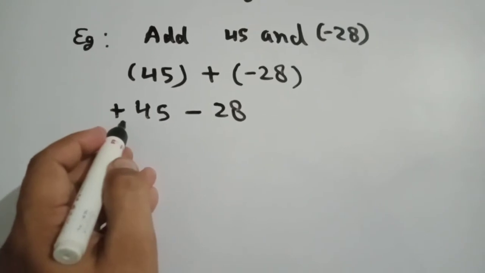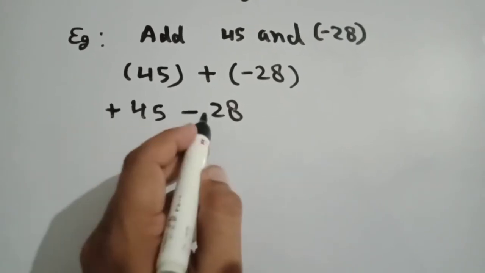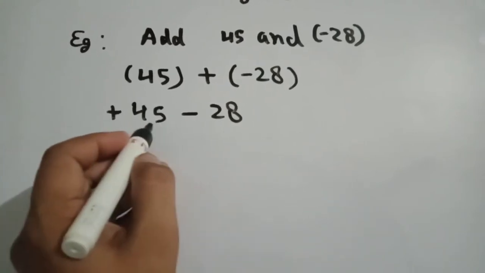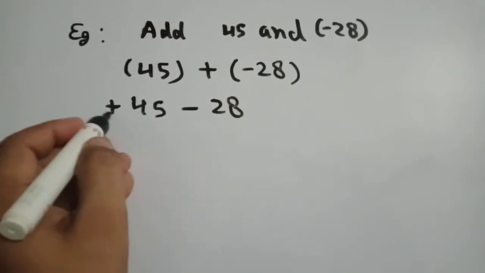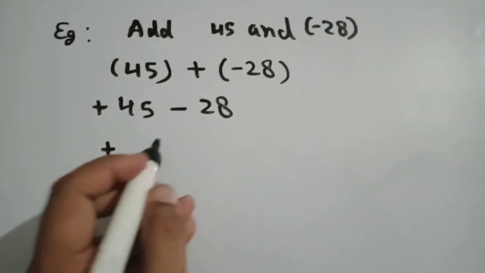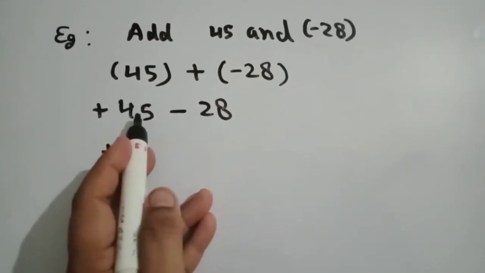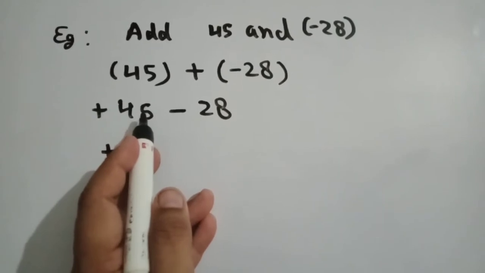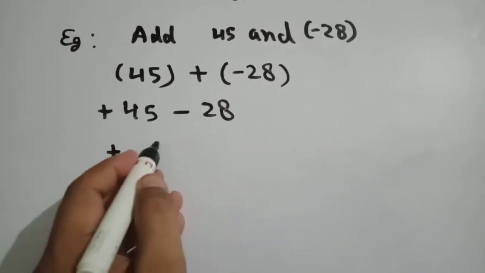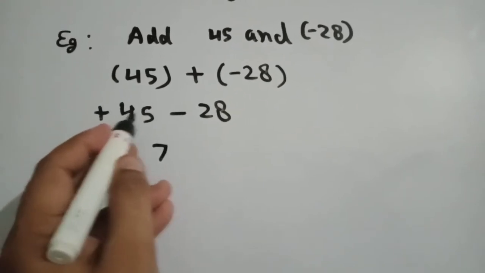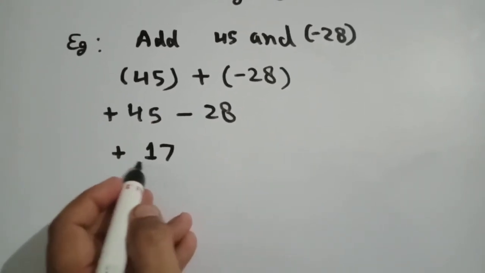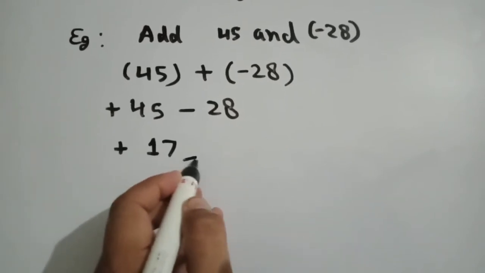So when we add a positive and a negative integer, we put the sign of the greater number. Here 45 is greater than 28, so we put the sign of the greater number. Now subtract the smaller number from the greater without checking sign. So 15 minus 8 becomes 7, and 3 minus 2 is 1. The final answer is positive 17.